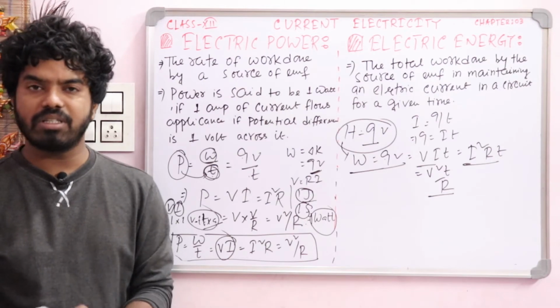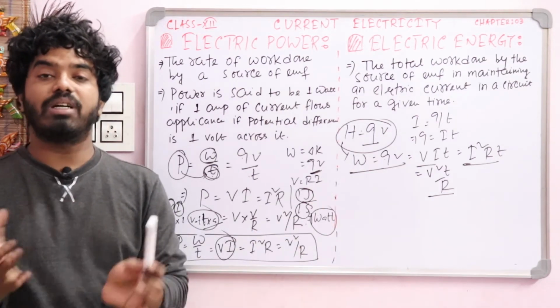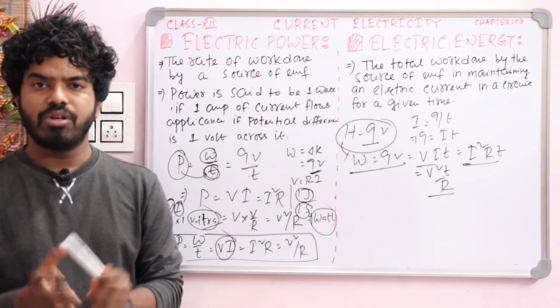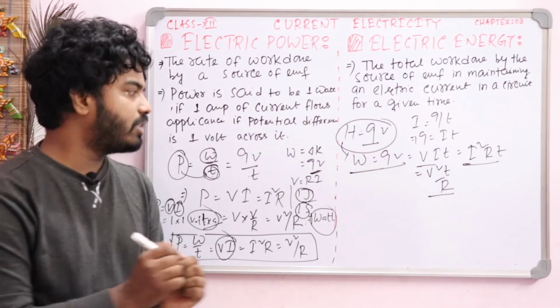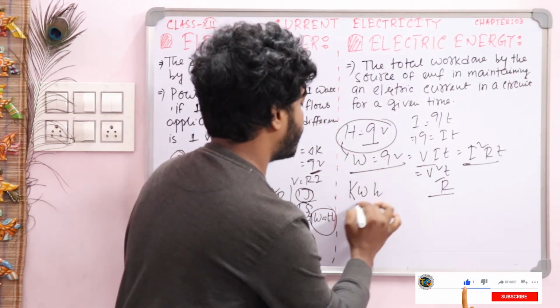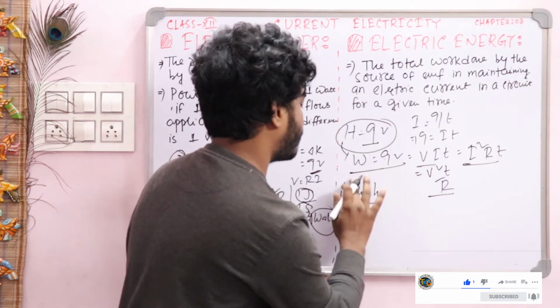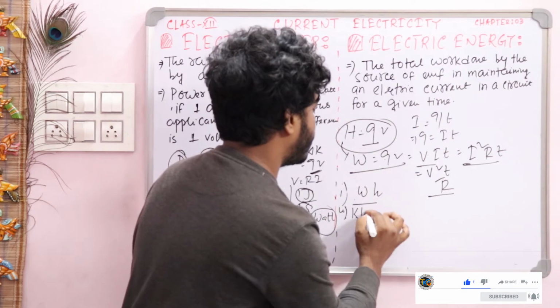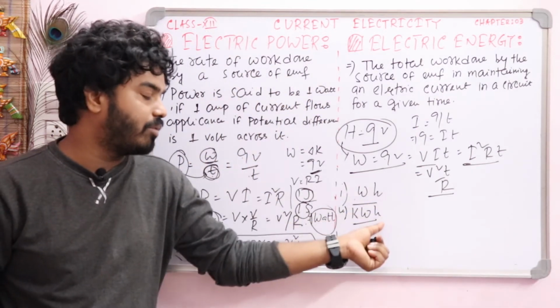Now what is the SI unit? Work done, so the unit is joule. But for commercial purposes we use two commonly used units: one is named watt hour, and another one is kilowatt hour. In commercial purposes we use these types of units.